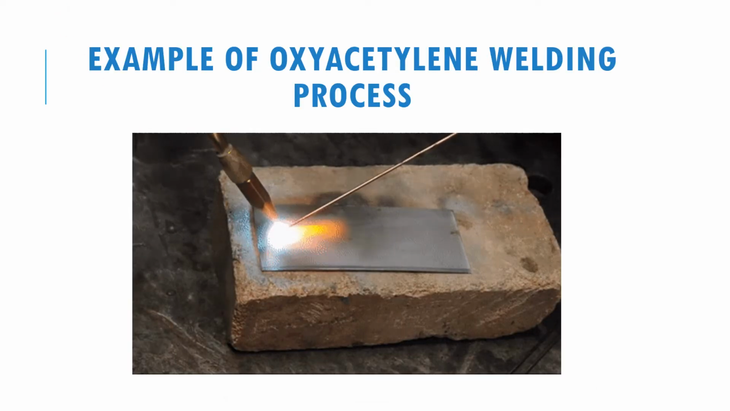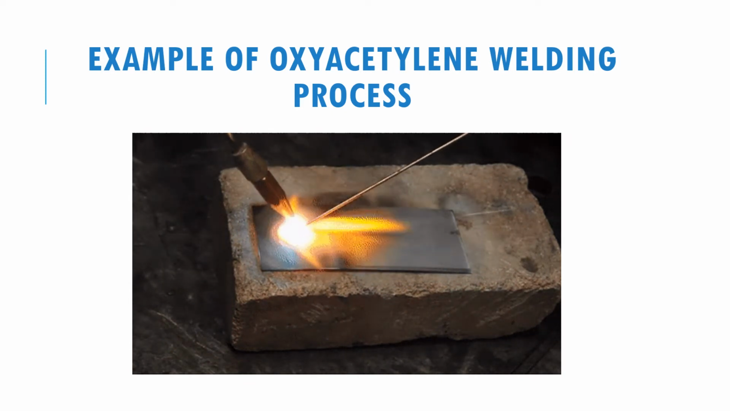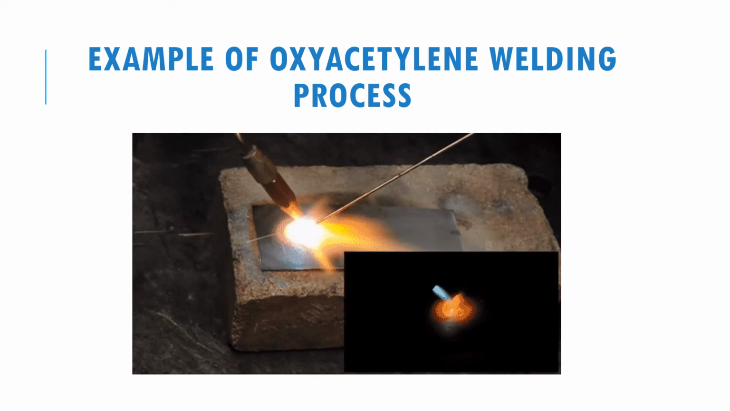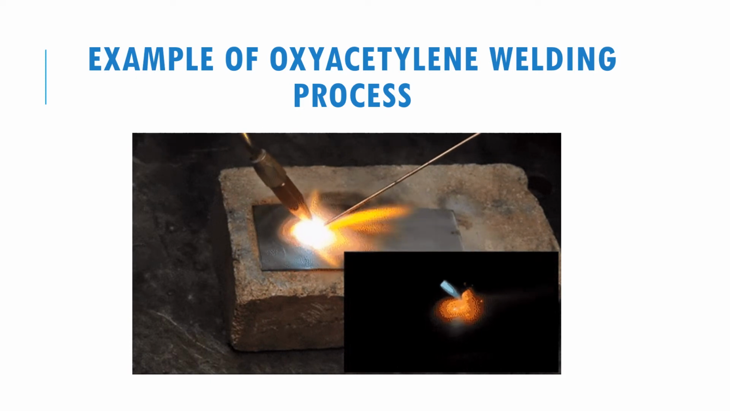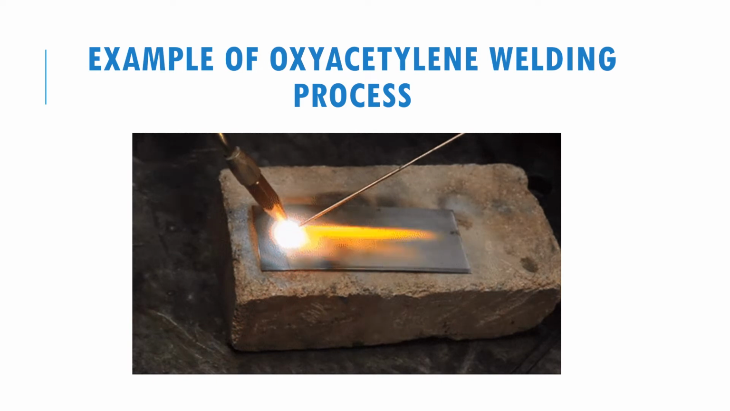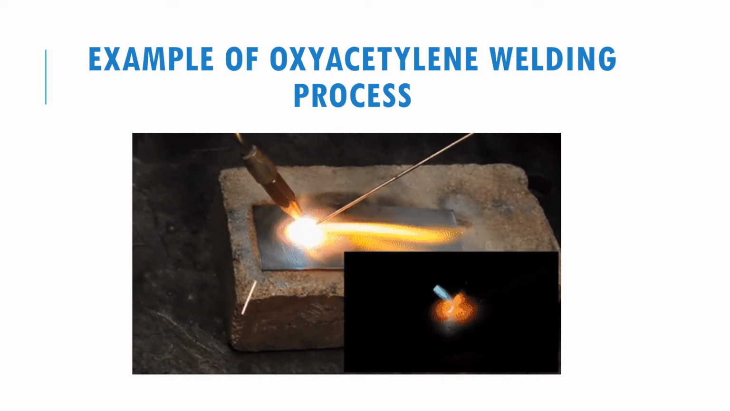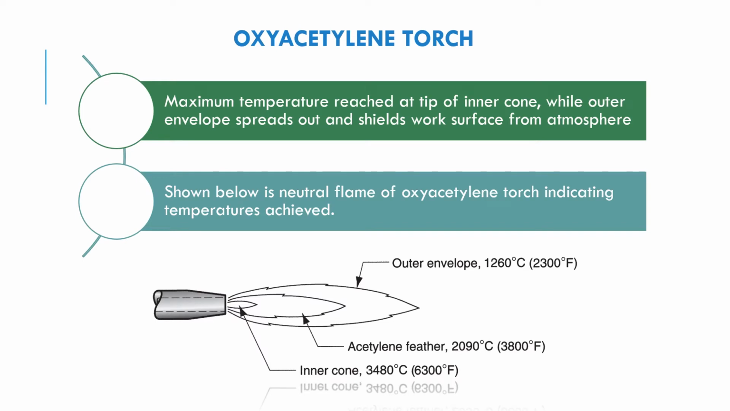Let us look into the process like in the picture below. If you can see, the combustion of the filler and also the base metal happens on the red area over here. That's how the oxyacetylene welding process takes place. Here is the oxyacetylene torch.